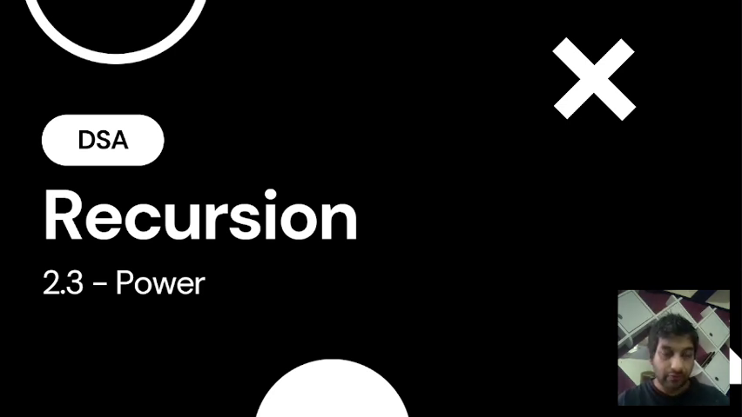So if you want to have 2 raised to the power of 4, which means you need to multiply 2 into 2 into 2 into 2, 4 times. So that will give you 16.